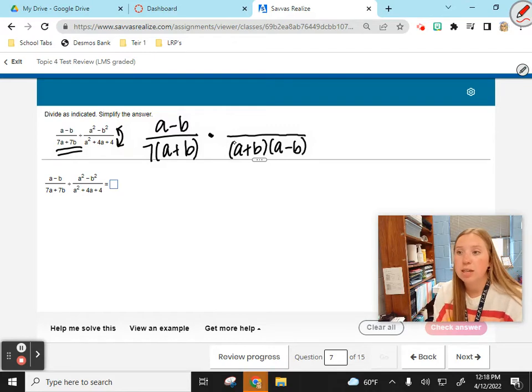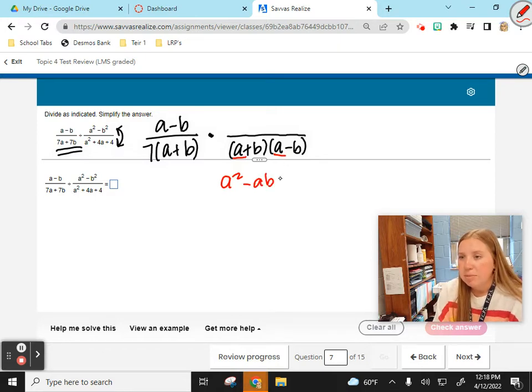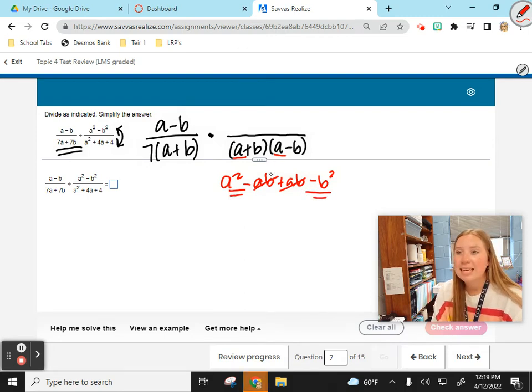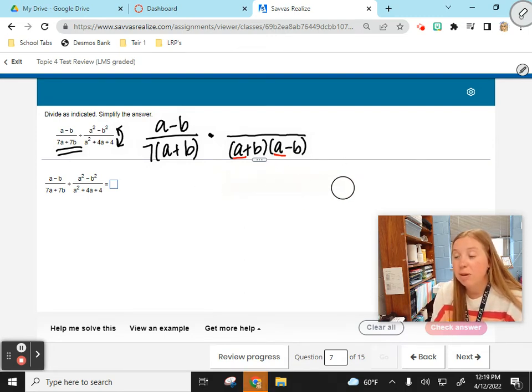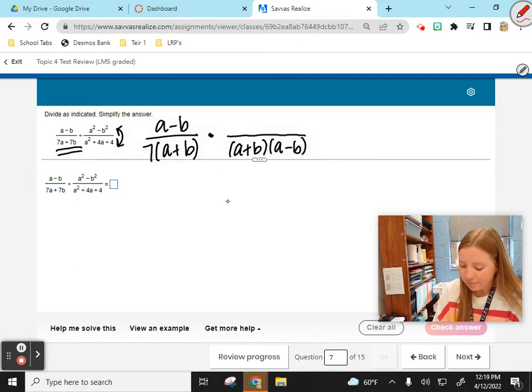We can always double check ourselves by double distributing. a times a is a squared. a times negative b is minus ab. b times a is plus ab. b times negative b is minus b squared. The middle terms cancel out. That's what I'm left with. That is not necessary for this problem, but I'm just showing you why that works when we factor it.